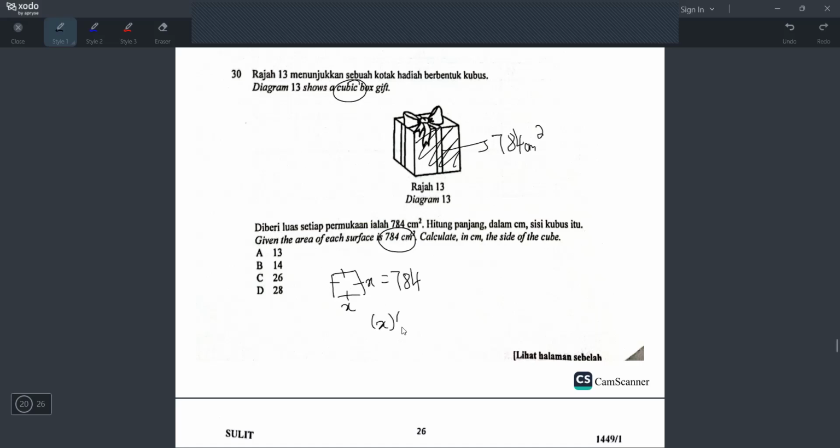So it means x times x is 784. X times x is x squared, right? 784. So how to find x? Square root 784. So when you press, the answer is 28.